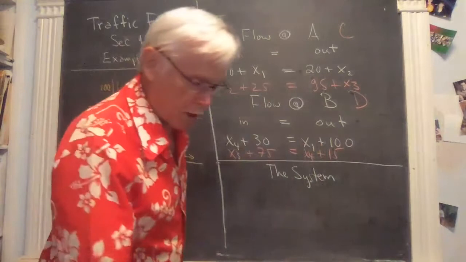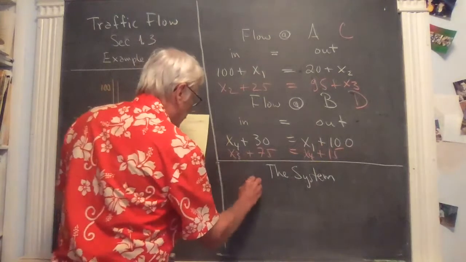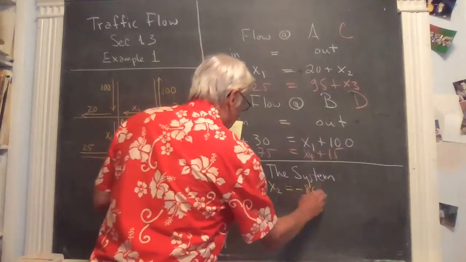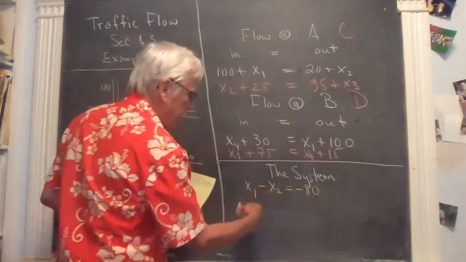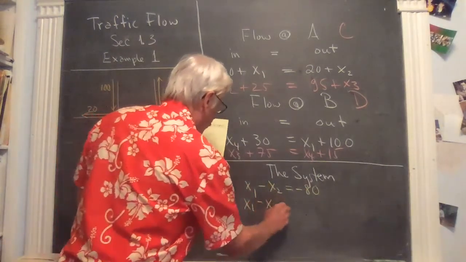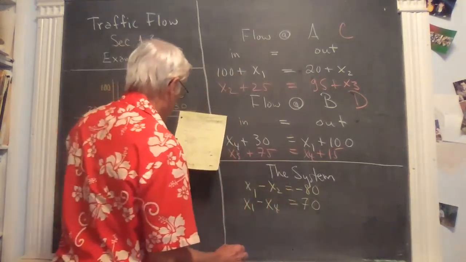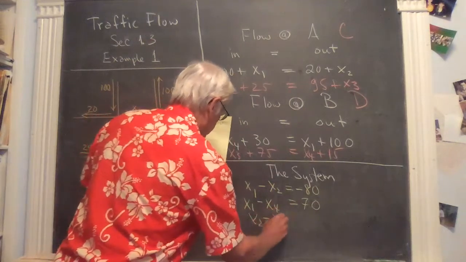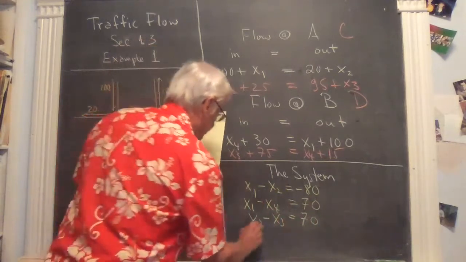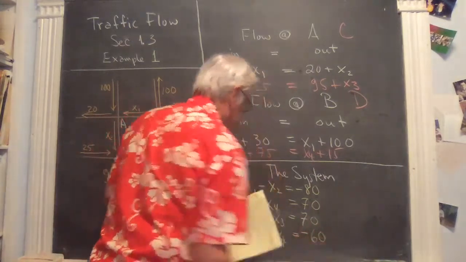And before we do it, I'll write the final equations that I get. So equation 1 is X1 minus X2 equals minus 80. I want to put this in an augmented coefficient matrix, so all the constants on one side, variables on the other. X1 minus X4 is equal to 70. X2 minus X3 is 70. And X3 minus X4 equals minus 60.